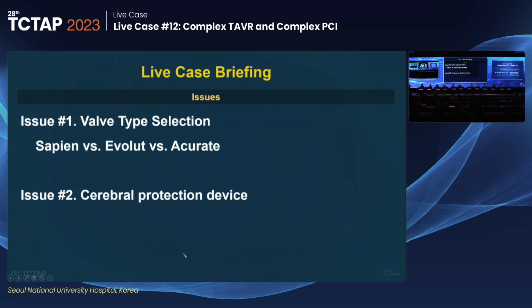I prepared two issues. The first one is valve type selection among three available valves in Korea: Sapien, Evolut, Accurate. The second issue is cerebral protection.